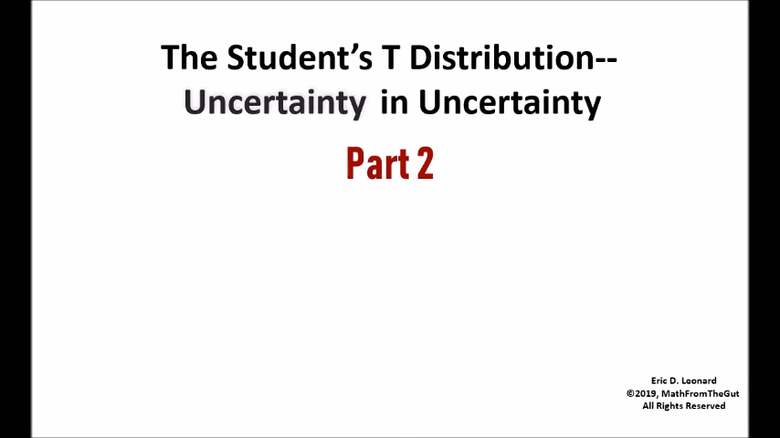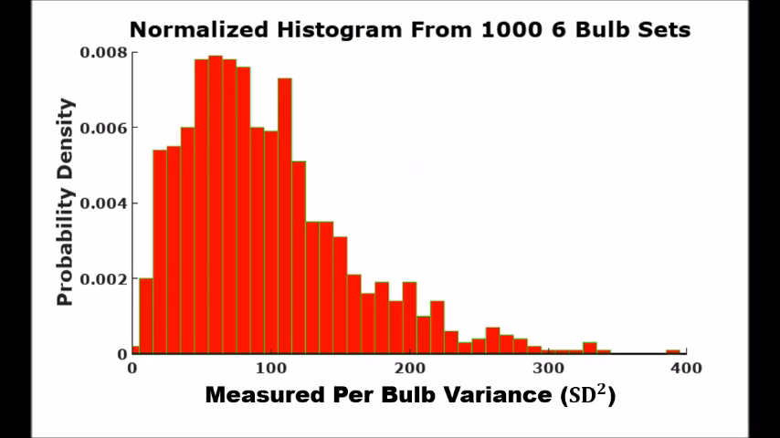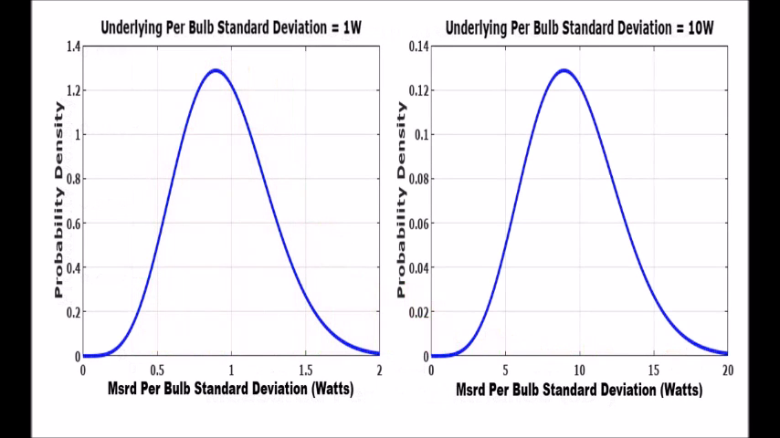Welcome back! In part 1 we saw how the measured per bulb variance, when computed from sets of 6 Brighty bulbs, can vary quite a bit. We ultimately created a PDF of those standard deviations and saw how this PDF has the same appearance regardless of the underlying standard deviation. We left off with the thought that there's something mathematically the same between these two curves, something that we can exploit to create a student's t-distribution.